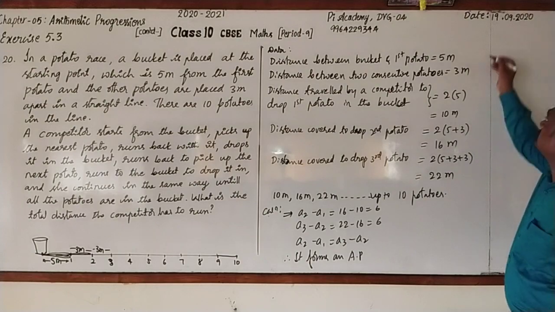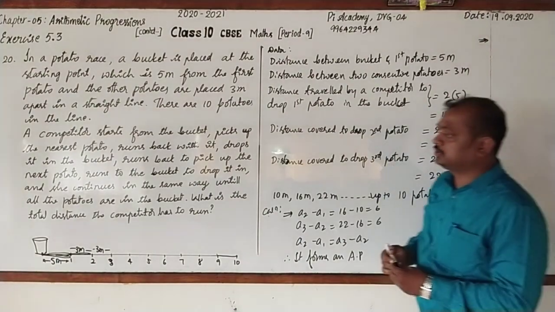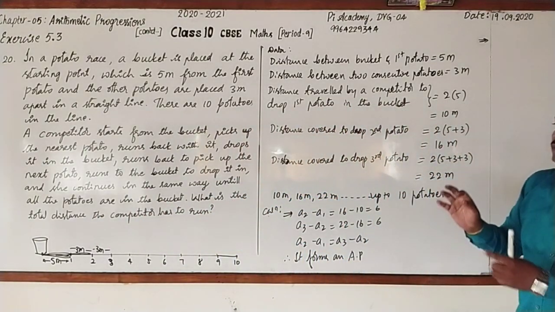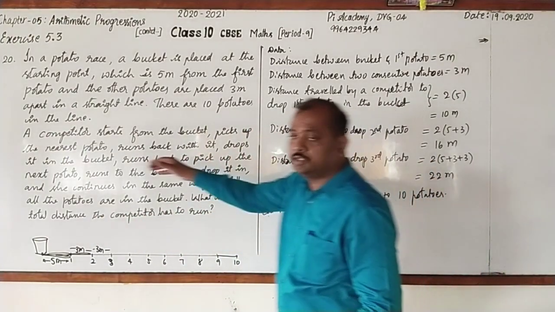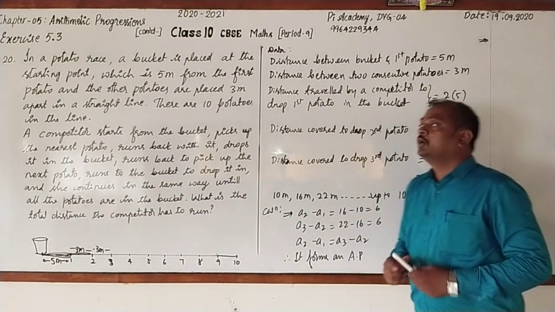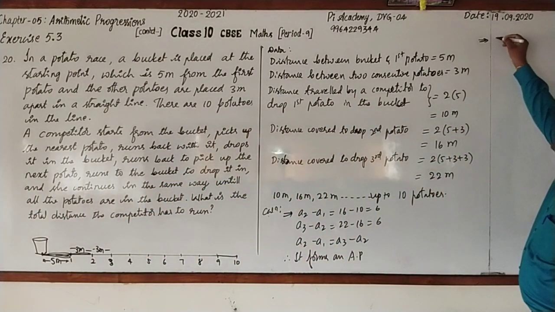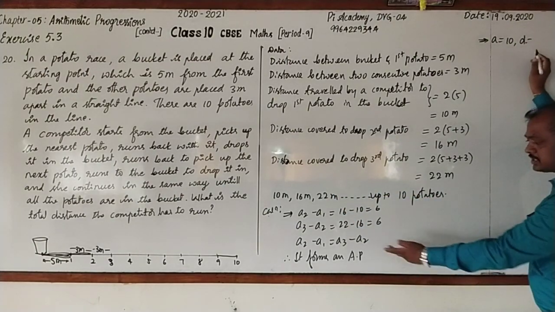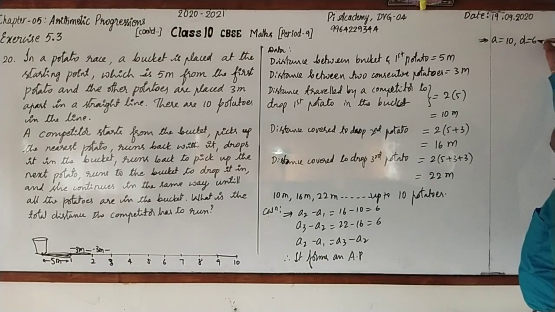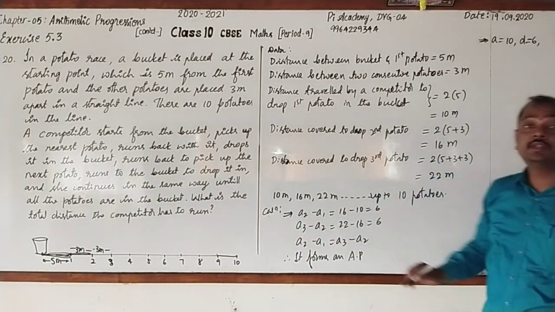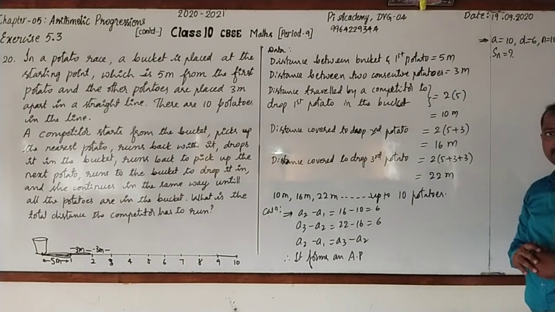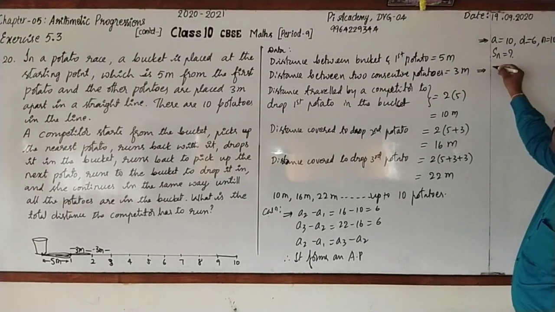Clear now? Next, we have to find out the total distance the competitor has to run to drop all the potatoes in the bucket. Okay. Write the terms. What is A? A is the first term, this is 10. Common difference, as we just found out, is 6. Then how many potatoes are there? There are 10 potatoes. I'll write n equal to 10. Then what are you going to find out? It is Sn. Got it? Next, let us use the formula.